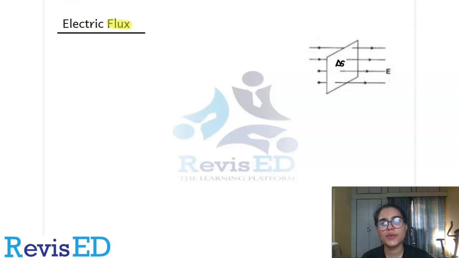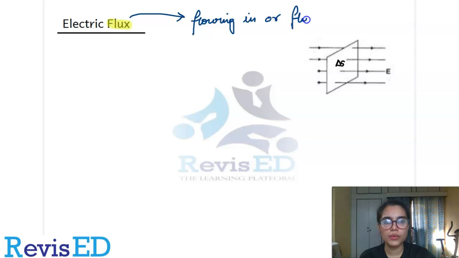Let me give you an example. When you talk about flux, it refers to something flowing in or flowing out. When we are talking about electric flux, it is something which is flowing in and flowing out. So what can electric do over here? We have something known as electric lines of force, or the electric field. These are the electric field lines that we have.